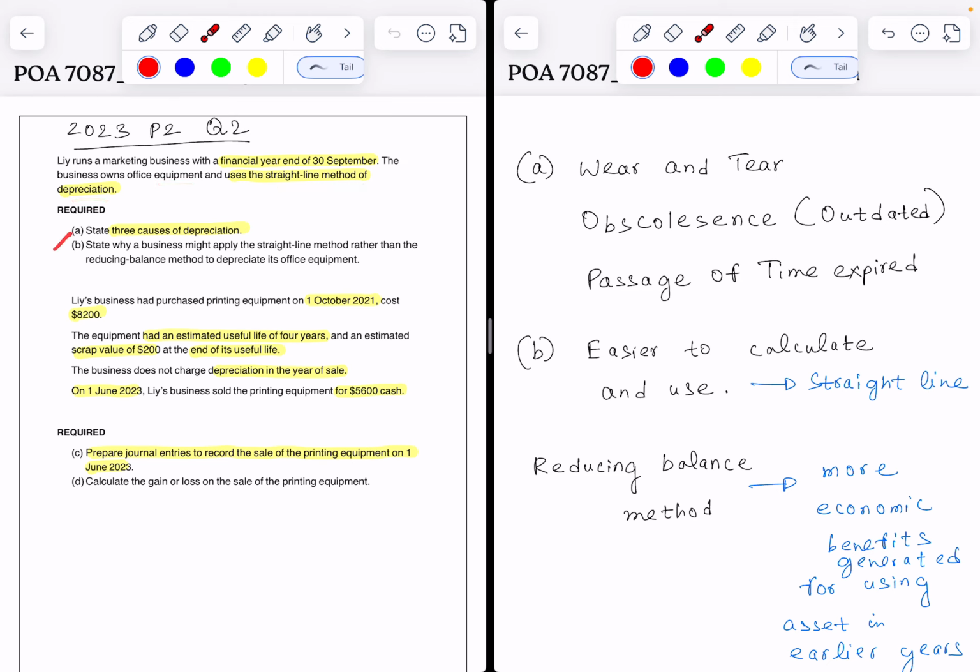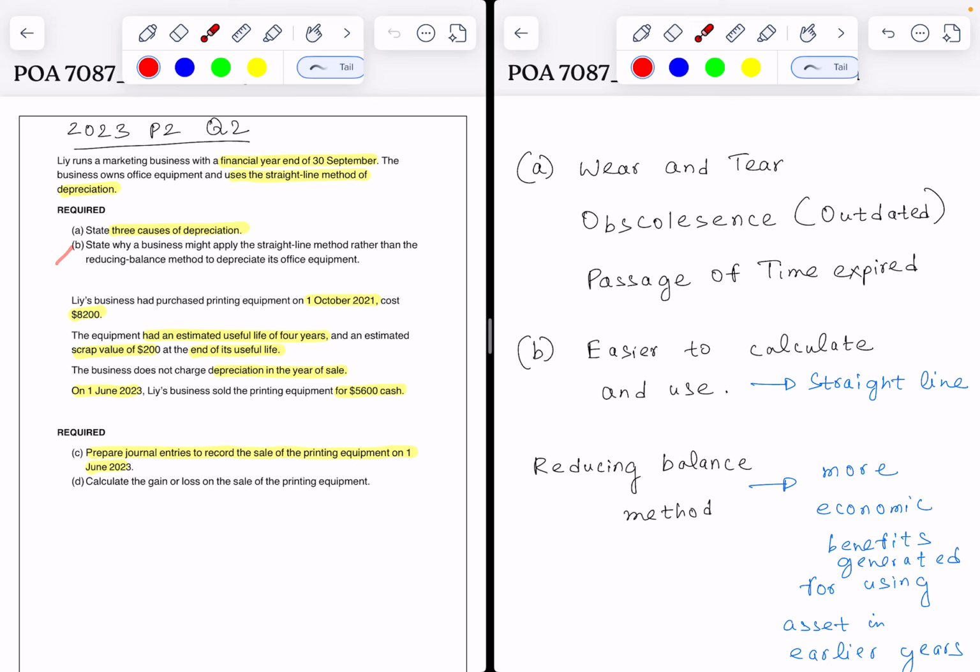First part of the question is to state 3 causes of depreciation. The 3 causes of depreciation are wear and tear, and then obsolescence, which is also referring to outdated. This is mainly possible with technological items. And lastly, passage of time that has expired. So as you use the asset in your business for the purpose of generating revenue, over time, it loses its economic value. And therefore, the passage of time also contributes to the cause of depreciation.